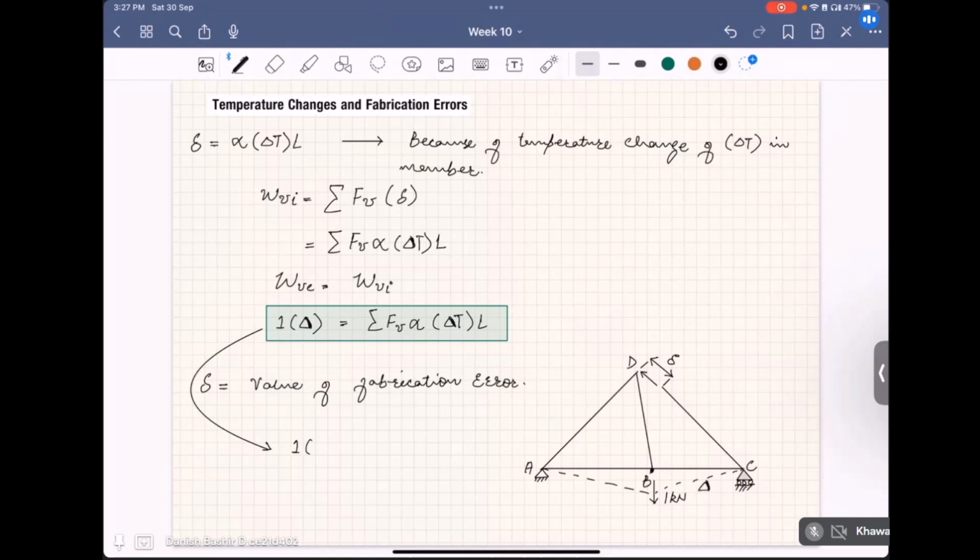1 times delta, that's the external virtual work, is equal to, we will draw a fictitious virtual system to it, F_V, that will be the virtual member forces in that virtual system, times I have to just put delta here. Okay, that's all. That will be the deflection caused by fabrication error in our truss member.